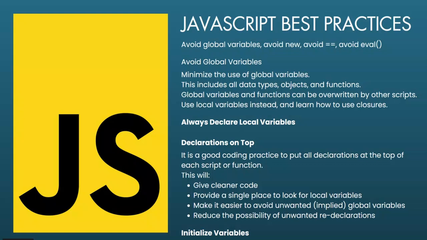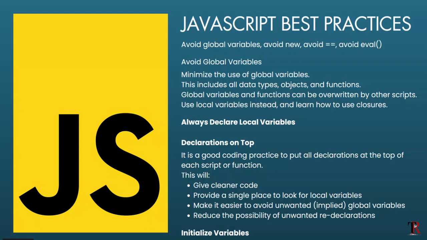JavaScript best practices. Let's look at some of the best practices of working with the JavaScript programming language. Avoid global variables. So in your code or in your project, try as much as possible to avoid global variables. Avoid new keywords as well. Avoid double equals and avoid the eval method.